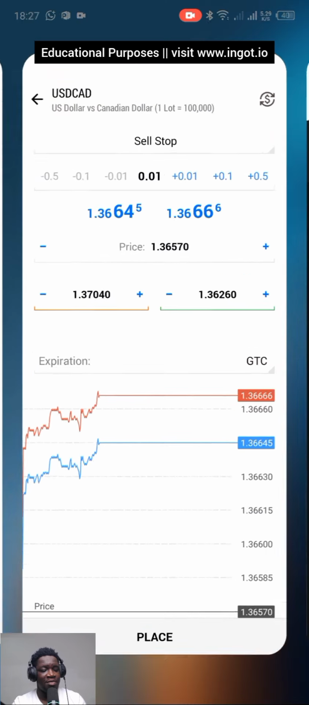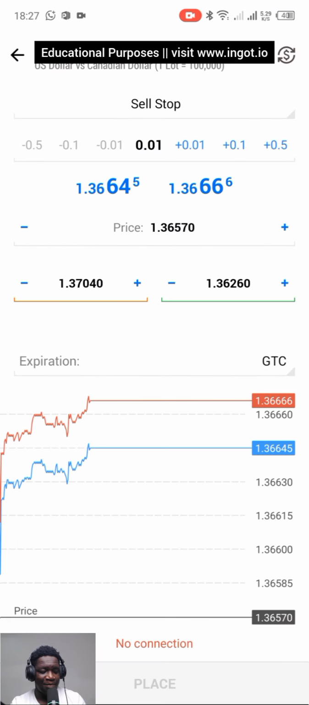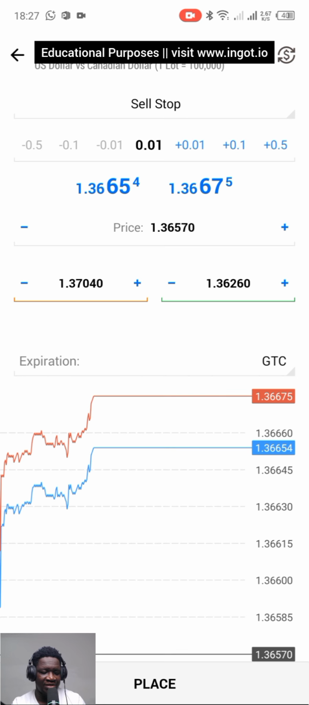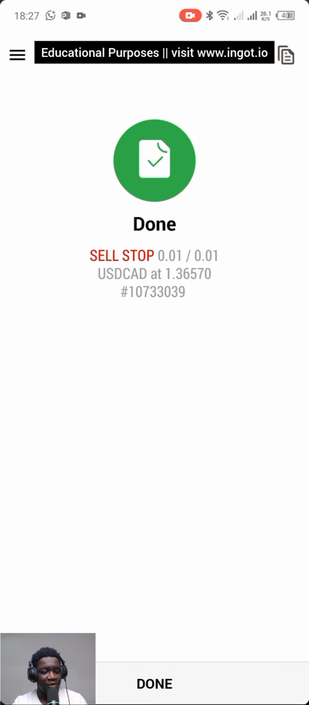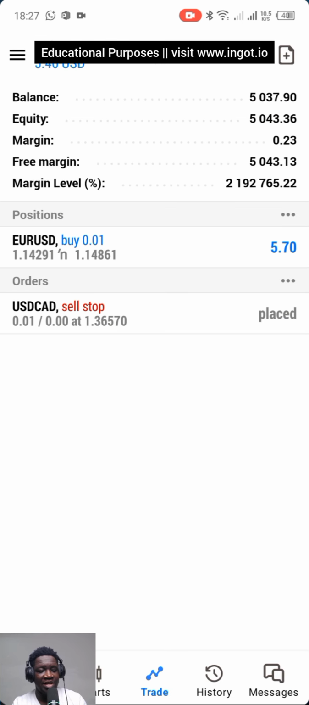Now, after you put in these parameters, you should have the place button highlighted. Then you just press place for the trade to be automatically set, so that when it gets to these prices, the trade automatically executes. You place the trade, done, and then you realize that the order is listed here. That's the sell stop. You've asked the market that when it gets to these limits, it should take your trade for you. That's what you have asked the market to do. It hasn't gotten there, so you just leave it. Immediately it gets there, the trade will automatically execute.